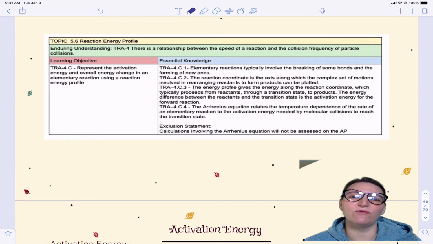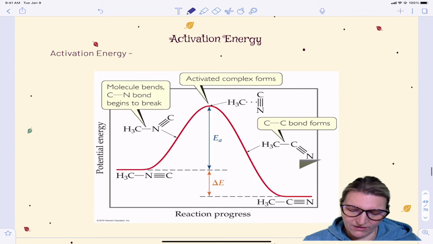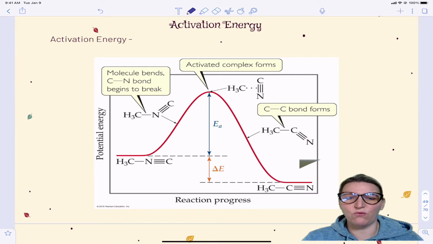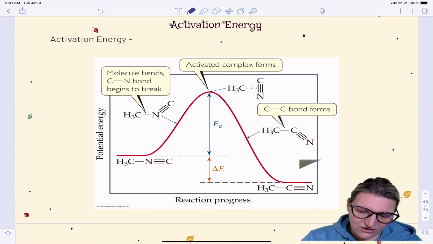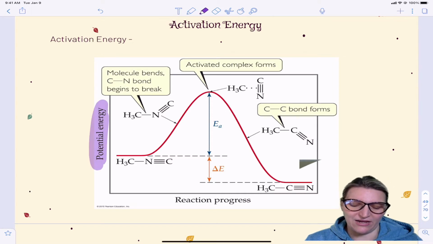And when we talk about reactions and how temperature affects reactions, it's also important to talk about reaction energy profiles. That's topic 5.6. And this is a graphic way to look at the progress of a reaction from reactants to products. So this is what a typical reaction profile will look like. You will see that the y-axis is potential energy, or you can just think of it as energy, and the x-axis is reaction progress, reaction pathway.